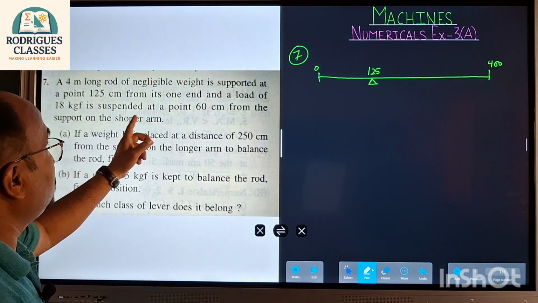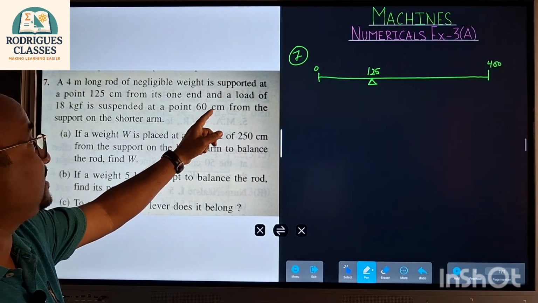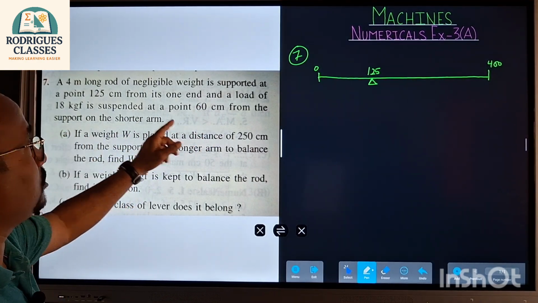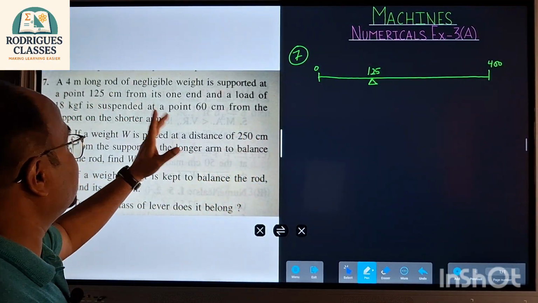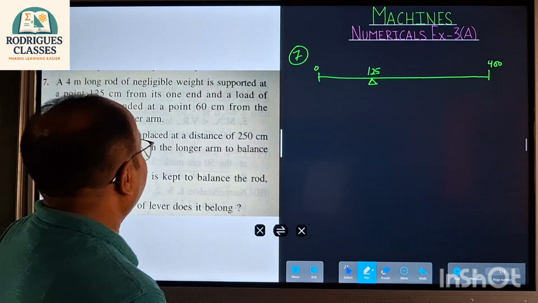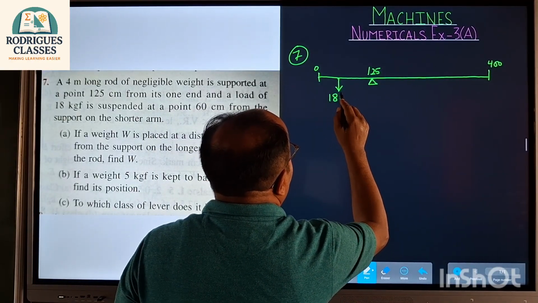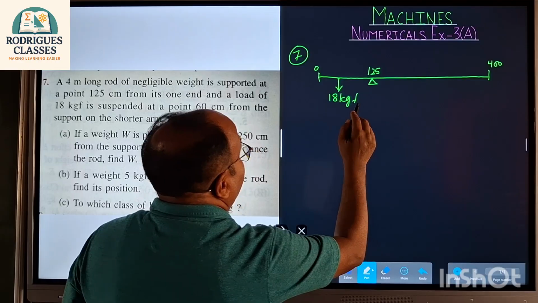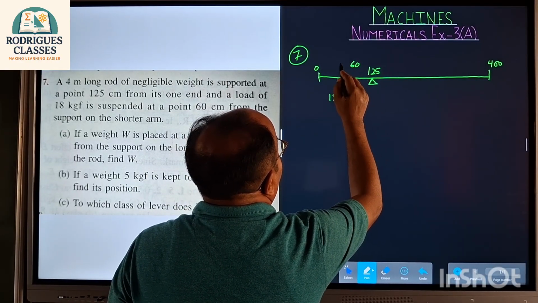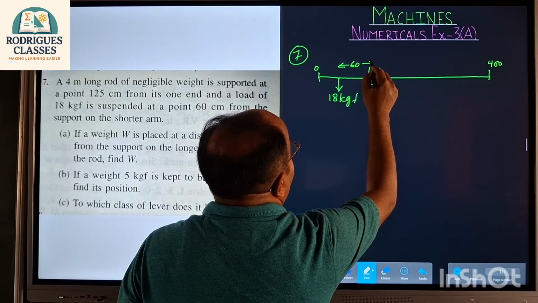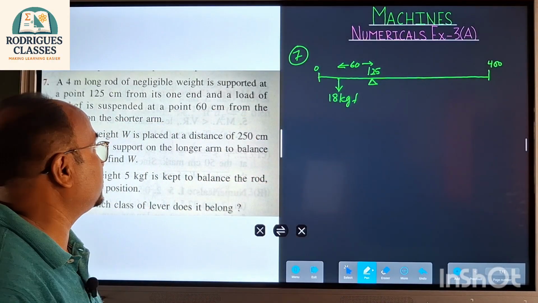Then we come to the load of 18 kgf, which is suspended at a point 60 centimeter from the support on the shorter arm. This is the support, the shorter arm is this side. At a distance of 60 centimeter, we have an 18 kgf weight. So this is my 18 kgf weight at a distance of 60 centimeter. That is, this length is 60 centimeter. I have not written the unit there, 60 centimeter it is.